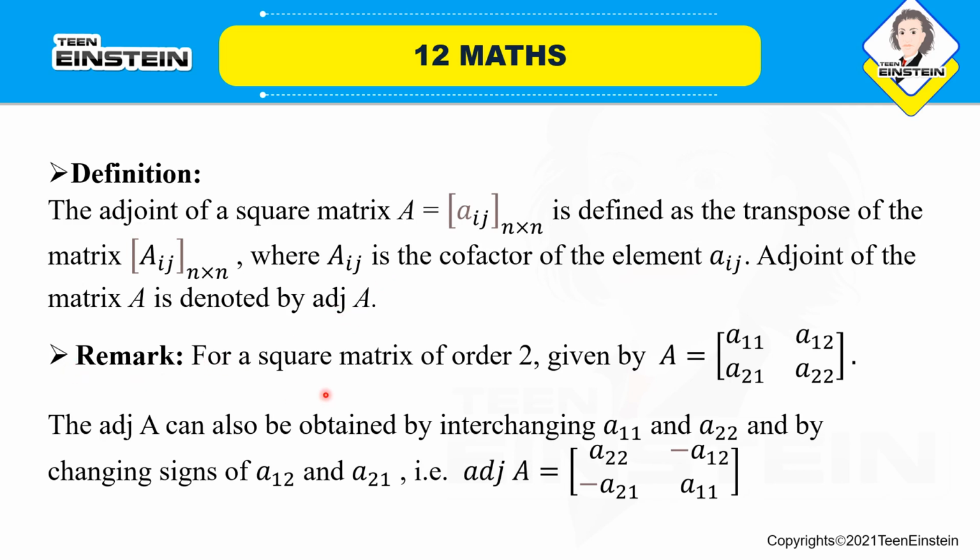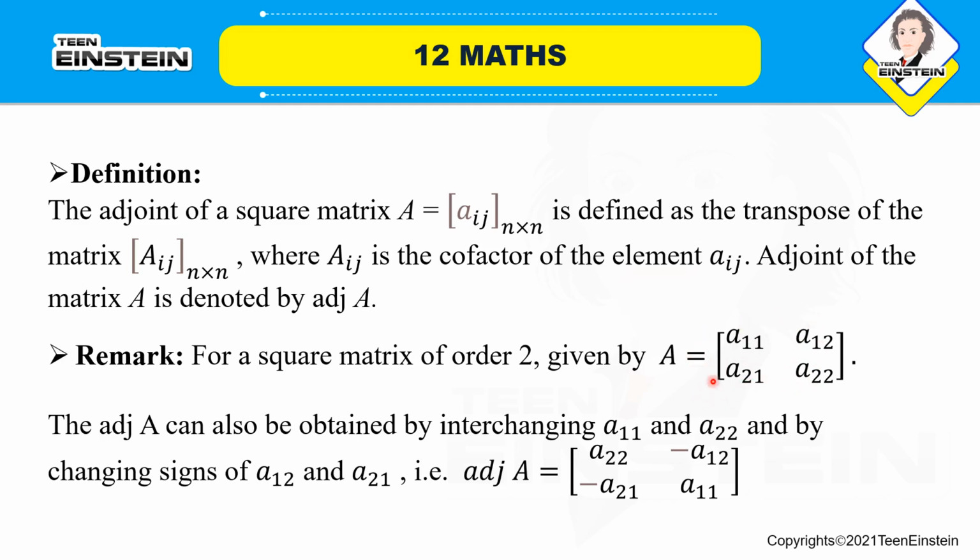Next remark: for a square matrix of order 2 given by A equal to the matrix [A11, A12; A21, A22]. Here the number of rows is 2 and the number of columns is 2. The first row is A11, A12, and in the second row we have the elements A21 and A22. The first column has A11, A21, and the second column has A12, A22. So it's a square matrix of order 2.